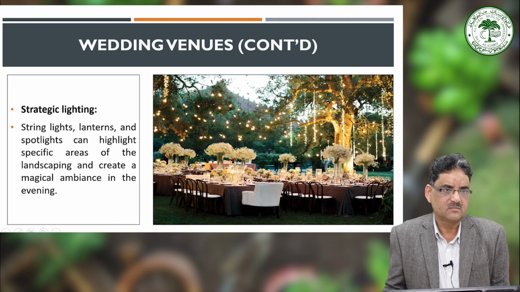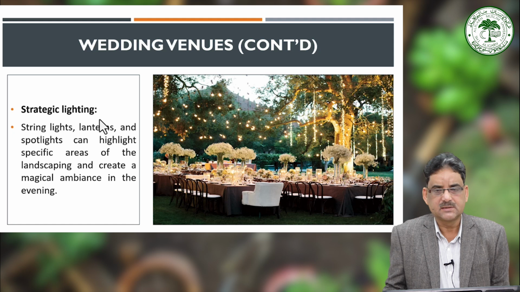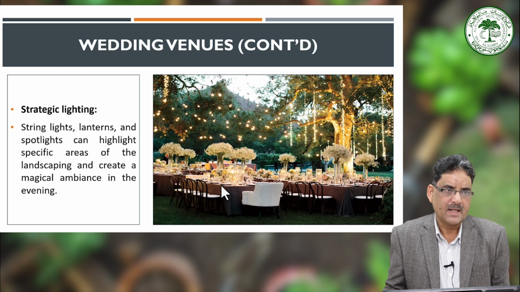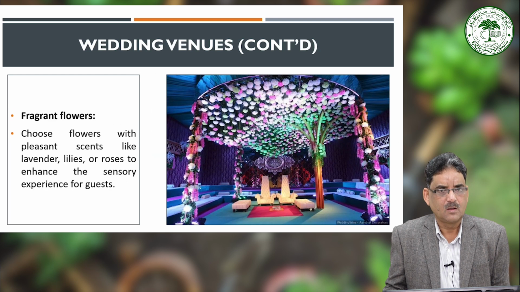Then we have another point, which is strategic lighting. String lights, lanterns and spotlights can highlight specific areas of the landscaping and create a magical ambience in the evening. Then we have fragrant flowers. Choose flowers with pleasant scents like lavender, lilies or roses to enhance the sensory experience for the guests. Just have a look at the figure.